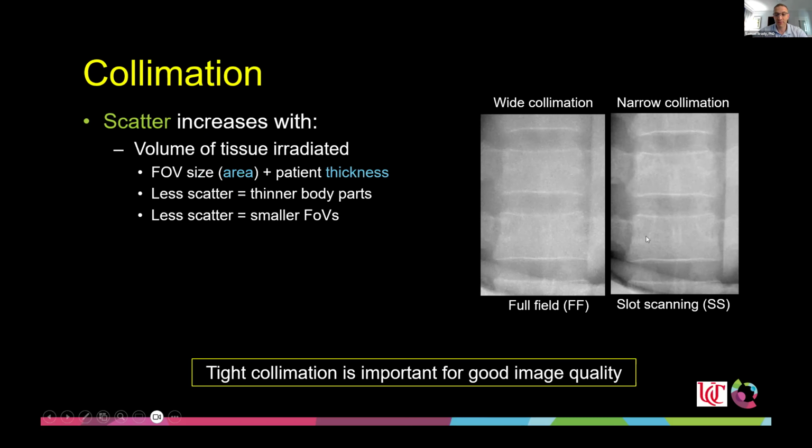And you can see in this example, I've coned in just to see the spine, but here you can't see it, but this was a very wide collimation. So it's the whole abdomen versus a narrow collimation looking at just the spinal column. And you can see the difference in contrast between the bony and soft tissue because there's less scatter in the narrow collimation compared to the wide collimation. And so the take-home message here is tight collimation reduces scatter and gives us good image quality.